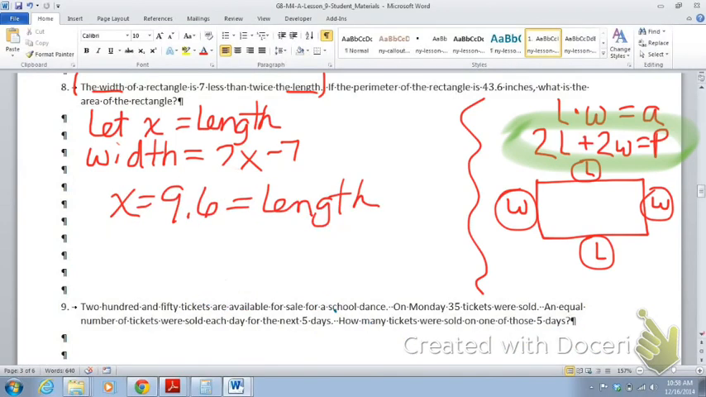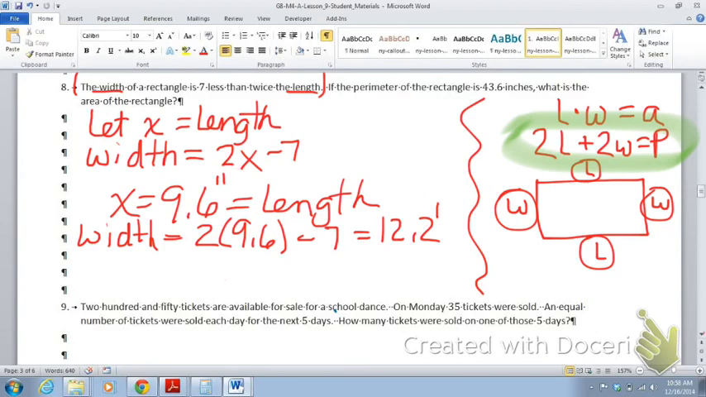Okay, so let's keep going. So x is 9.6 inches, and that's the length. So I can find the width by evaluating this expression here. The width is 2 times 9.6 minus 7. And so that's going to be 12.2 inches. You can work it out. 12.2 inches is the width.